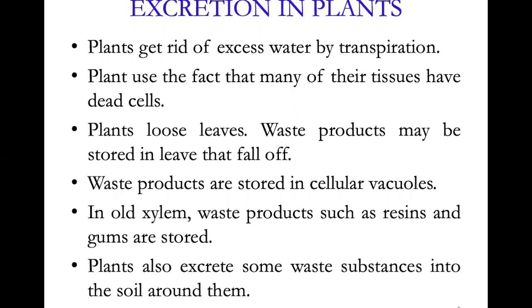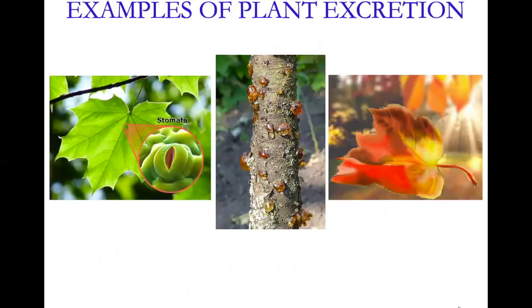Plants get rid of excess water by transpiration. Plants use the fact that many of their tissues have dead cells. Plants lose leaves. Waste products may be stored in leaves that fall off. Waste products are stored in cellular vacuoles. In old xylem, waste products such as resins and gums are stored. Plants also excrete some waste substances into the soil around them.